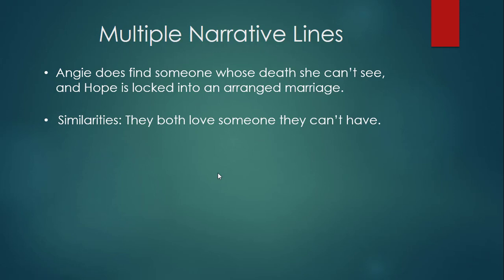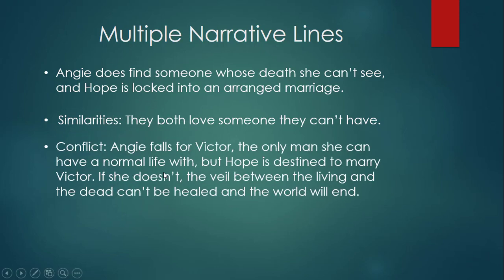And so we're going to see how the similarities of these narrative lines come together. So they both love someone they can't have. There's a similarity there. It brings them together. There's some solidarity on that front. But the conflict is Angie is in love with Victor, the only man she can have a normal life with, because she can't see how he's supposed to die. And obviously, I'm not giving you all the answers to this or why, but just the bare basics of what's going on. Hope is destined to marry Victor, okay? So Angie wants to be with this person, but Victor is supposed to marry Hope.